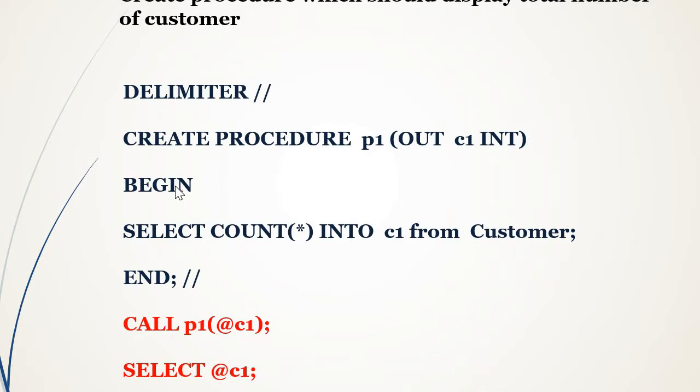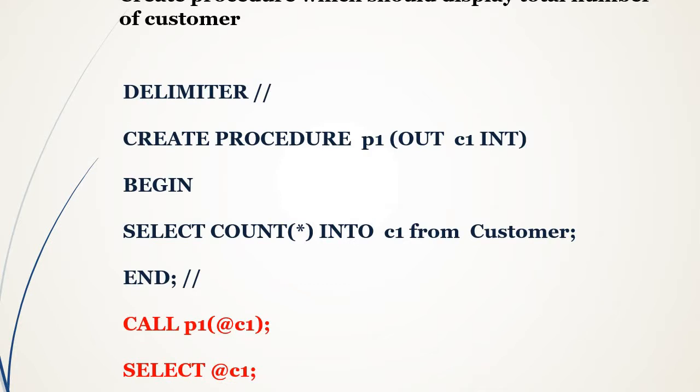Then you begin the procedure. Select count(*) into C1 from customer. Count is an aggregate function which returns the number of customers from the customer table. This is the customer table. And this count is not displayed on the screen. In simple SQL, if you write this query, it gives you the count of the customers. But here the count is copied into the procedural parameter, that is C1. Then here you are ending the procedure. So through this create procedure, you have created the procedure.